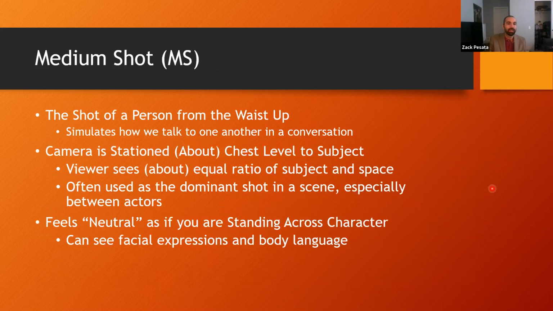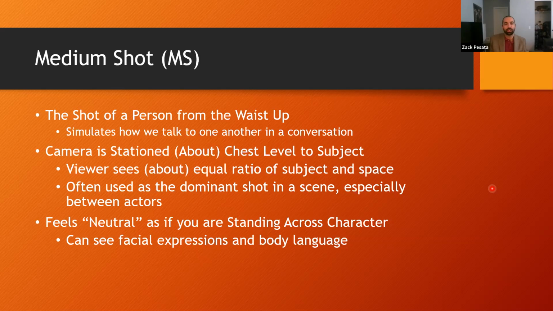Okay. For a medium shot, abbreviated MS, this is the shot of a person from the waist up. It simulates how we talk to one another in a conversation, right? If you're standing in front of someone like, I don't know, 4 to 6 feet apart, it looks like a medium shot. The camera is stationed about chest level to the subject. I feel like I just said waist up, now I'm saying chest level. Go with about waist up.